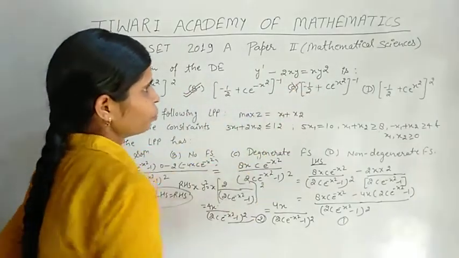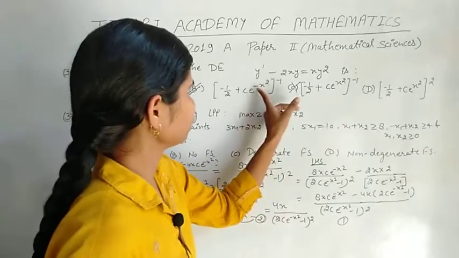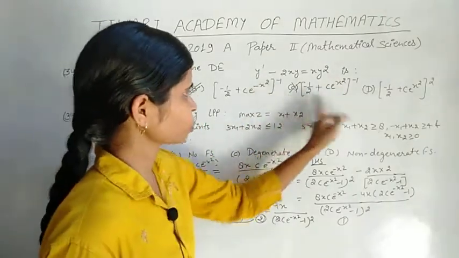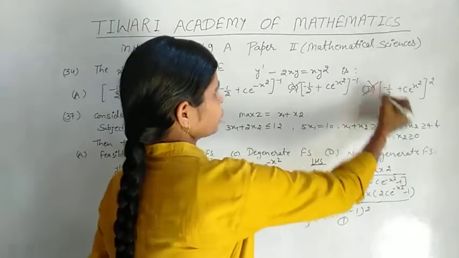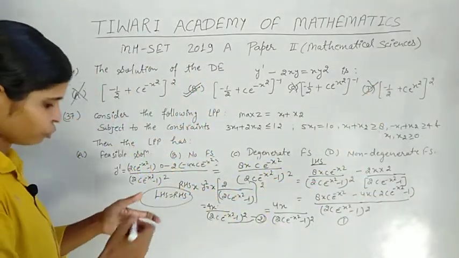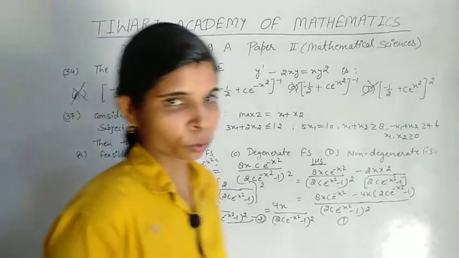C minus 1 by 2 plus, yeah, this is negative and this is a positive. So option C is also a wrong option. D is a wrong option and option A is also a wrong option. Finally option B is the true option.